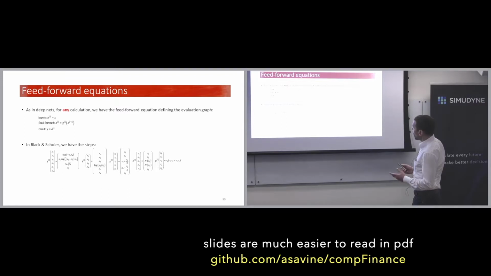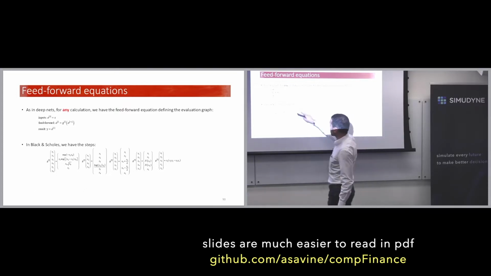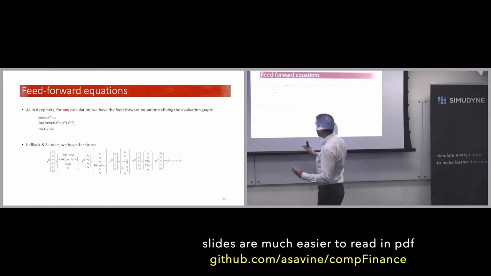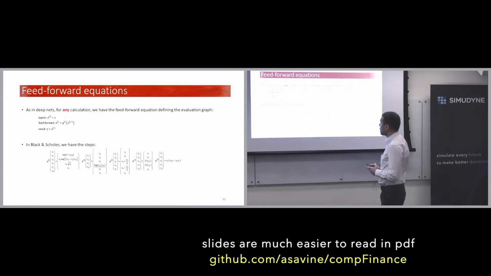So we have, as in deep nets, for any calculation, a feed-forward equation that defines the evaluation graph. Again, we start with the inputs, and we move from layer AL-1 to layer L by applying a known vector-to-vector function, GL, until we get a final result, Y, which is just the final layer, a capital L. So in Black-Scholes, our calculation defines all these intermediate steps, all these functions GL. So in Black-Scholes, we have G1 here, G2, G3, G4, G5.